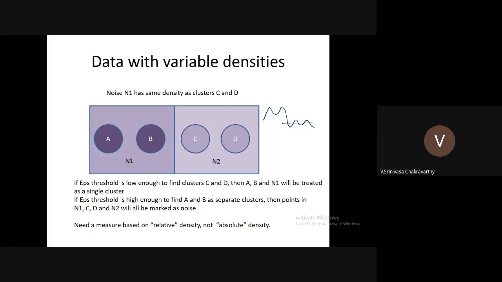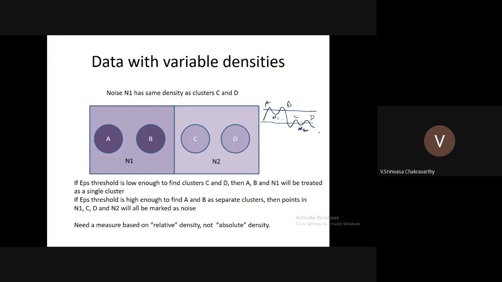then this is A, this is B, and this is N1. They're all grouped together as one cluster. If the density threshold is high enough to capture A and B as separate clusters, then N1, N2, C, and D, they're all grouped into one cluster. So that's also bad. So you need to somehow come up with a local threshold. Your threshold should vary from region to region.